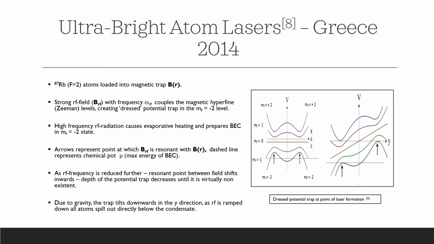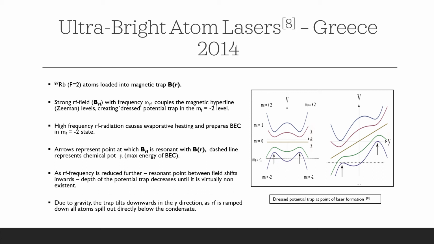In the diagram, the arrows represent the point at which the strong magnetic component of the RF field is resonant with the magnetic trapping field. In other words, this is the point at which the two coupled potentials overlap and the avoided crossings form the new trapping well. Here, the diagram is depicted at the moment this resonant point is level with the maximum energy point of the Bose-Einstein condensate in the y direction. As before, the gravitational field pulls the atoms in the negative y direction, causing the trap to tilt. Now here, this can be thought of as the point directly before lasing begins.